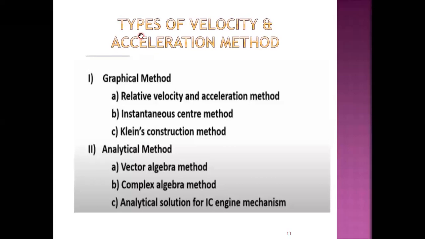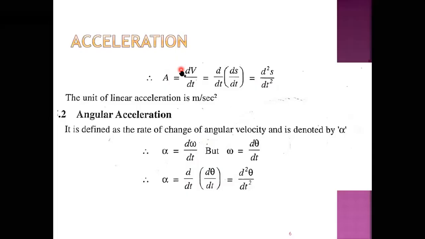What are the types of velocity and acceleration? Velocity is over, now we are moving to the acceleration part. What is acceleration? You know already: rate of change of velocity, that is dv by dt. Linear velocity is ds by dt, the change of displacement with respect to time. So acceleration is d by dt of ds by dt, that is d square s by dt square.